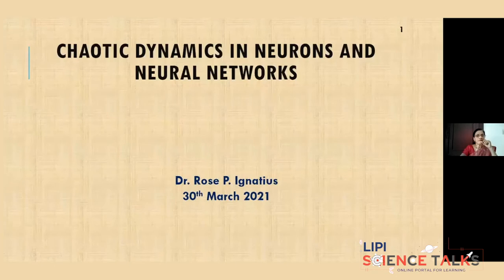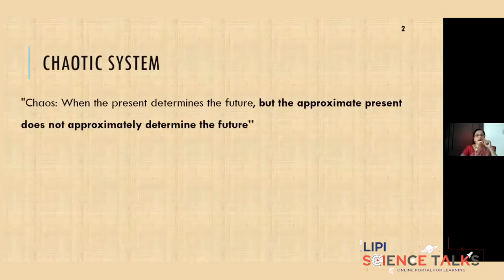Today's topic is chaotic dynamics in neurons and neural networks. Before we start, let me give a briefing on chaotic systems. What is a chaotic system?